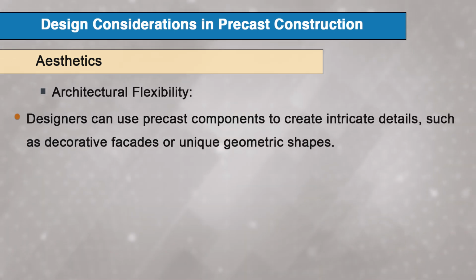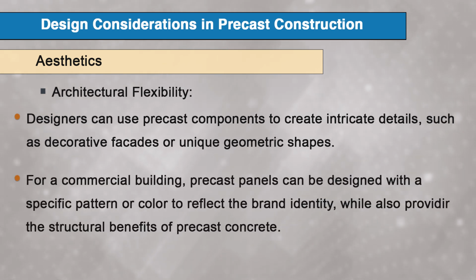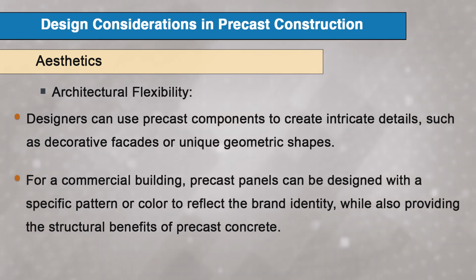Architectural flexibility: designers can use precast components to create intricate details such as decorative facades or unique geometric shapes. For example, for a commercial building, precast panels can be designed with a specific pattern or color to reflect the brand identity, while also providing the structural benefits of precast concrete.